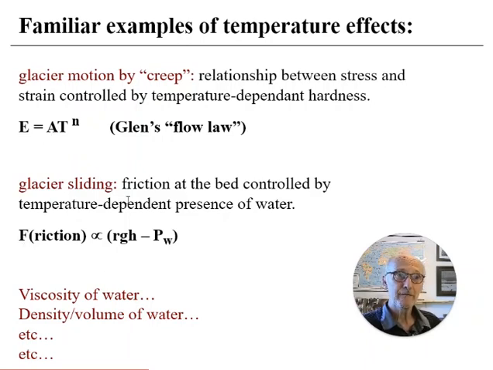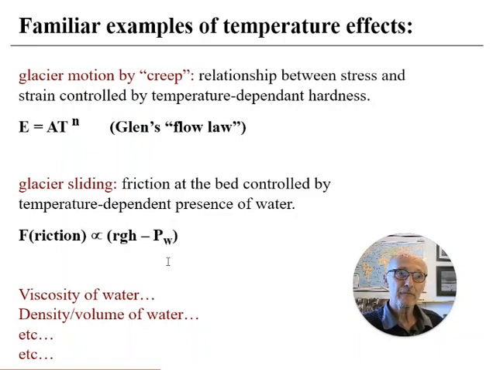Likewise, when we think about a glacier sliding across the bed, the friction at the bed is controlled, amongst other things, by the presence or absence of water. If you try to slide across a wet bed, it's very much easier with that lubrication than trying to slide across a dry bed. The presence or absence of water underneath the glacier is temperature dependent. So this PW, the water pressure term, is very much a temperature dependent term in the movement of glaciers.